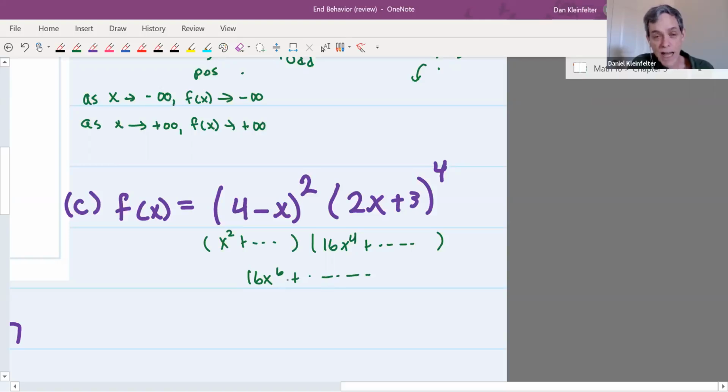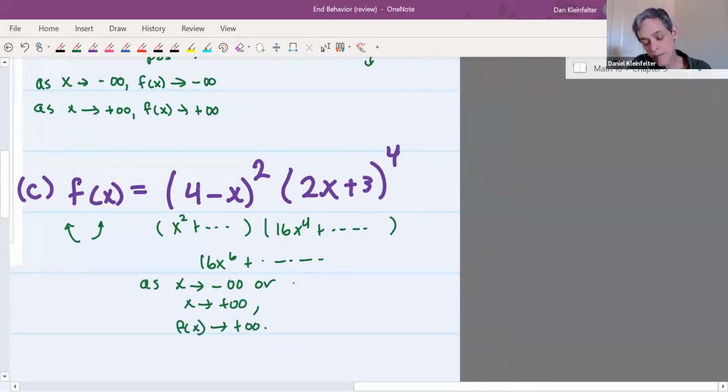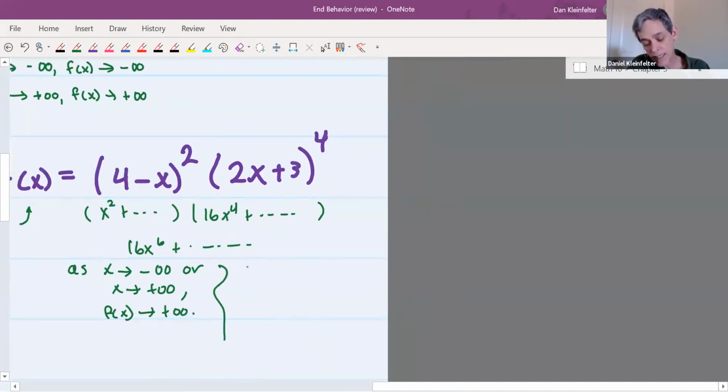So this one, the exponent's even, so the two ends will do the same thing, and the leading coefficient is negative, and so both ends will be down. So as x approaches negative infinity or x approaches positive infinity, f of x will approach negative infinity. Okay, by the way, you may see this written like this: as the absolute value of x approaches positive infinity, f of x approaches negative infinity. Saying the absolute value of x approaches infinity is just a way to capture both the left and right side.